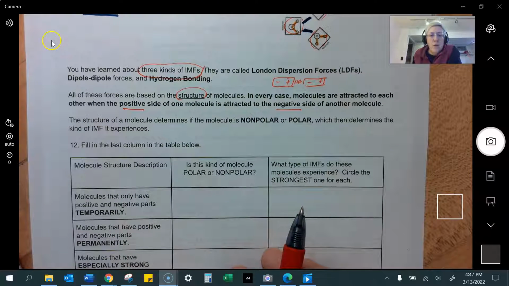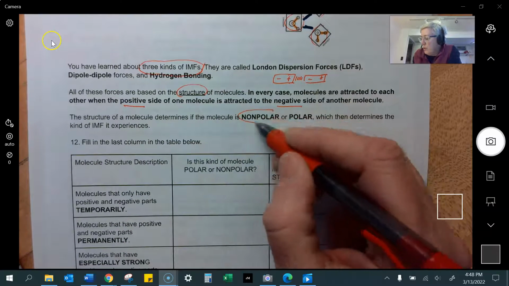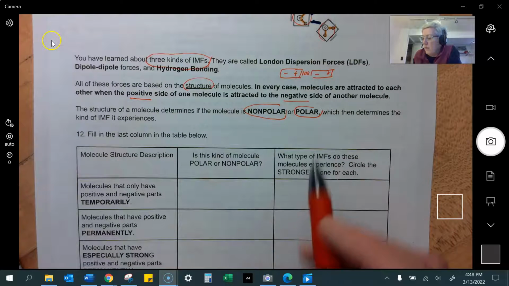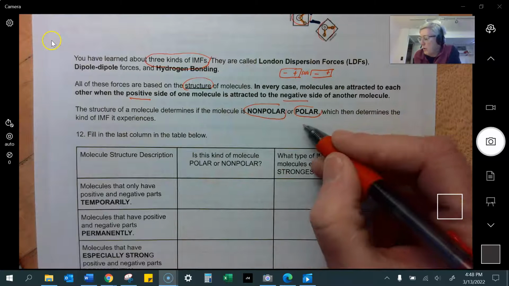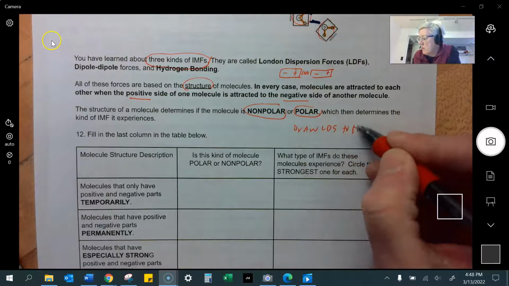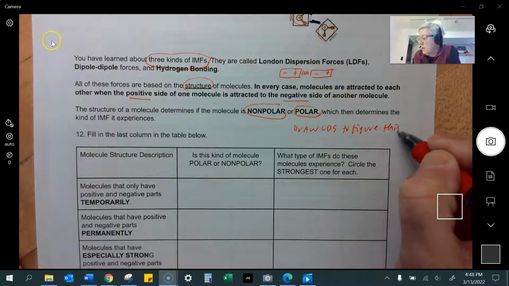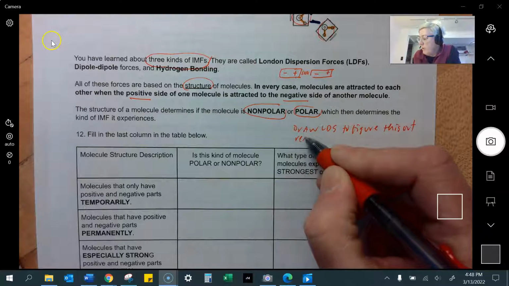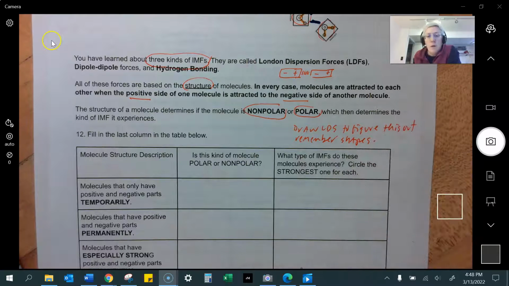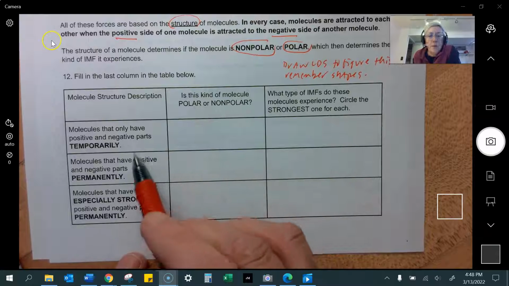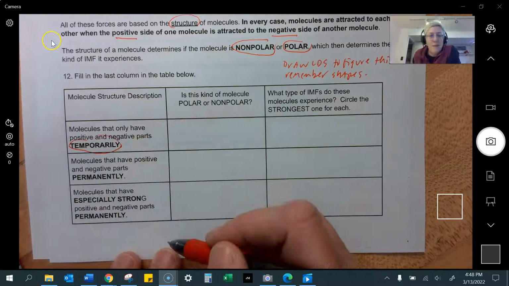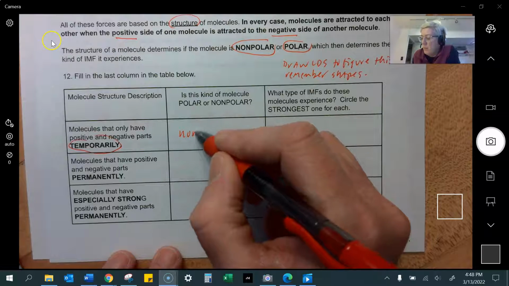Okay, and the structure determines if the molecule is nonpolar or polar. So this was one of the hard things. You had to be able to draw the Lewis dot structure and figure out if the molecules were polar or nonpolar. So I'm going to write a little note right here. Draw Lewis dot structures to figure this out. And remember your VSEPR, your shapes. I'll just write shapes here. All right, so let's fill in this column. Molecules that have only positive and negative parts temporarily, they don't last. Those are your nonpolar molecules.